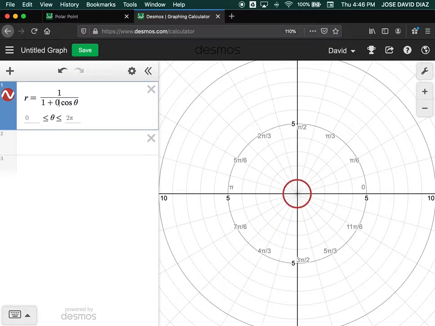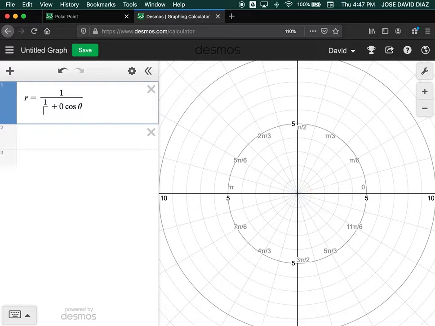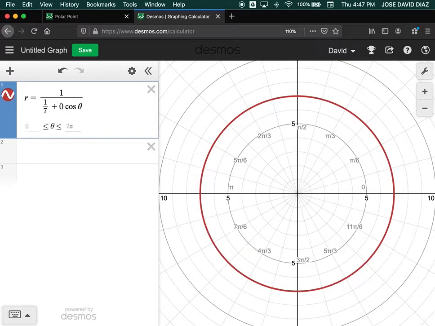Do you guys agree? That means that this does not exist. And then let me actually leave it there. And if I change this to a 5, then it can change the shape of the graph. And actually, if I place this as 1 over 5, that'll be the radius of a circle.